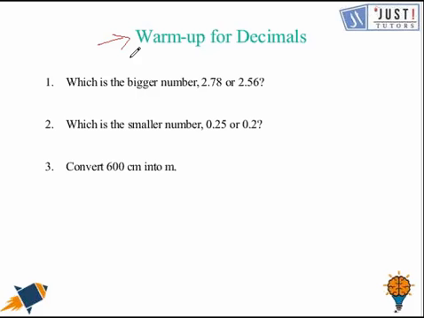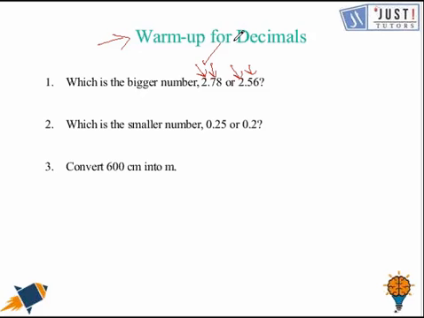Basically, in question number 1, two decimal numbers are given to you and you need to find out which of these two is the bigger one. For that, we'll look at the digit at the left first, that is at the ones place. Here it is 2 and here it is 2 as well. So we cannot conclude which number is bigger by looking at the ones digit. Now we move on to the next place value, which is the tens digit. Tens here is 7 and the tens here is 5. Which one is the bigger one? 7 is the bigger one. So this tells us that 2.78 is bigger than 2.56.